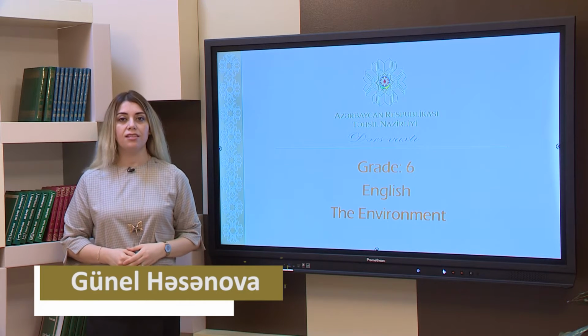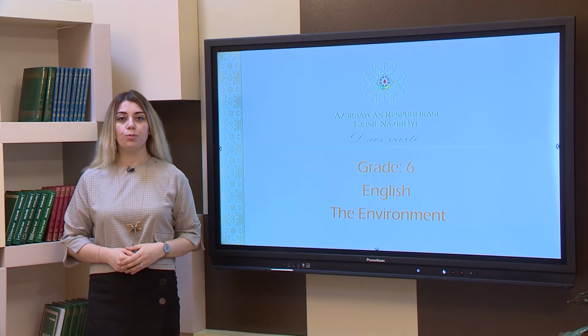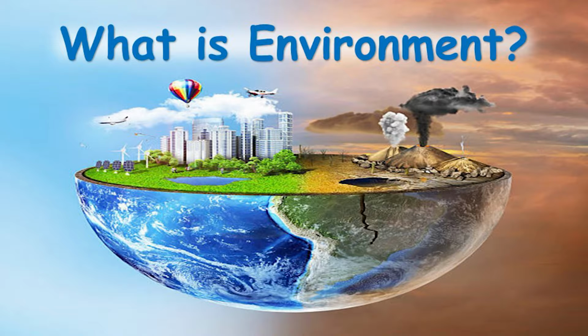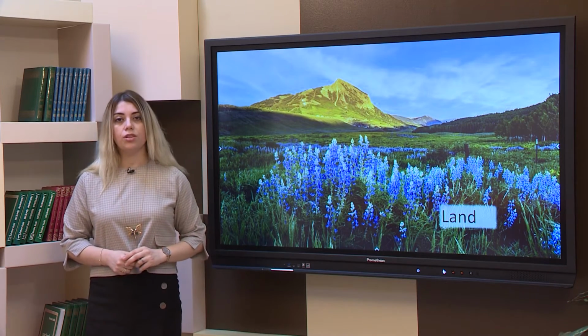It's English lesson and our topic is the environment. We are going to learn about the environment we live in. What is the environment? Yes, let's first of all answer this question. What is environment? Environment consists of air, water and land. It is everything we can see around us.